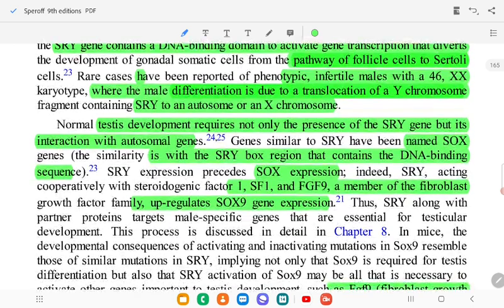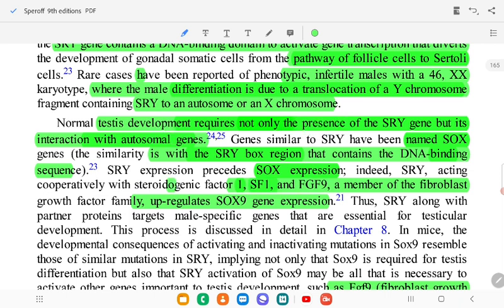Normal testis development requires not only the presence of the SRY gene, but also its interaction with autosomal genes, so that development will be proper. A gene similar to SRY has been named the SOX gene, which contains the DNA binding sequence. SRY expression precedes SOX expression. Indeed, SRY acts cooperatively with steroidogenic factor 1 and FGF9, a member of the fibroblast growth factor family, which upregulate SOX9 gene expression.